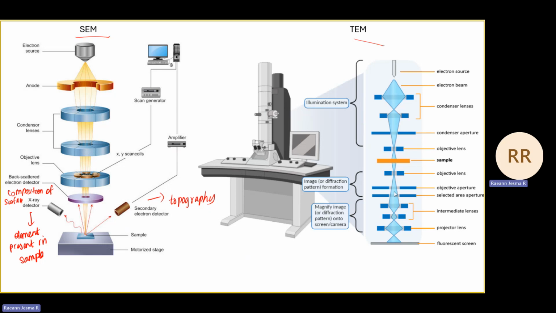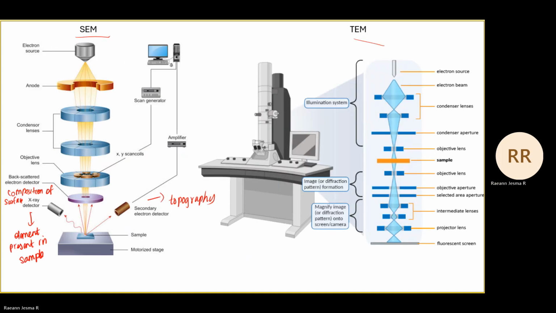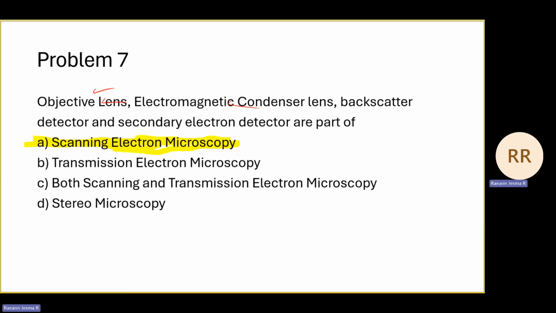So here if you see the question, whatever is asked, right? The transmission electron microscopy also has an objective lens. It has a condenser lens, an electromagnetic condenser lens. However, it does not have the backscatter detector and the secondary electron detector, right? So the scanning electron microscopy is the only one which has all of these. So the correct answer for this problem is scanning electron microscopy.